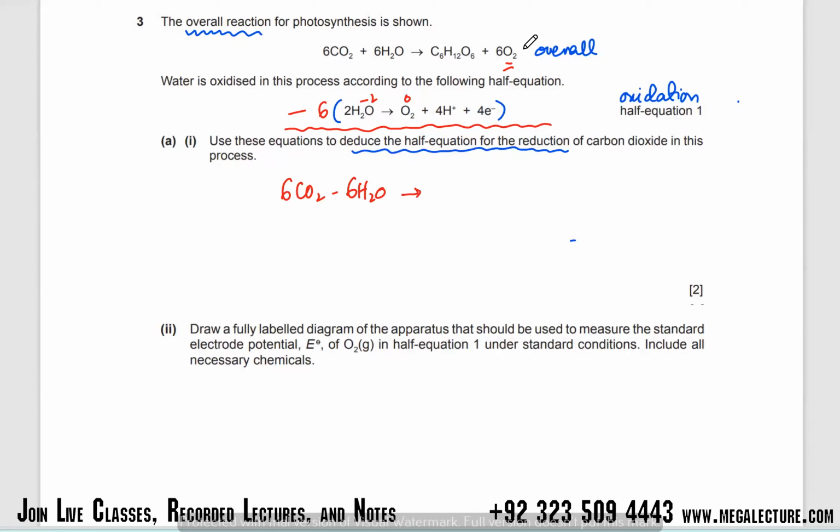What's on the right side? Glucose plus 6 O2. The O2 will get cancelled out: 6 O2 minus 6 O2 gets cancelled out.